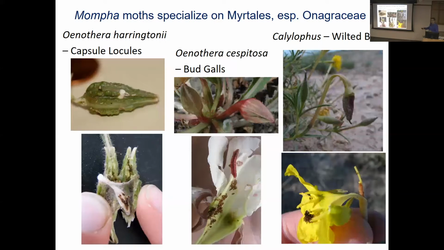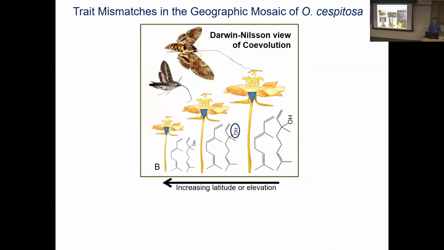So they're all kind of galling, actually, but they're specialized in the Myrtales, and particularly in Western North America, where the Onagraceae has a radiation with the repeated desertification of the continent, you get these guys showing up again and again in different hosts. Okay, so the Darwin-Nielsen view of coevolution is it's binary.